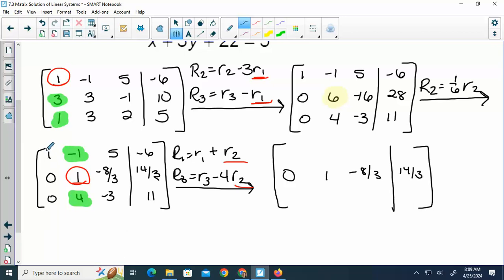Alright. So 1 plus 0 is still 1. Negative 1 plus 1 is 0. 5 plus negative 8/3. It's a negative 8/3. And then negative 6 plus 14/3. Negative 4/3.